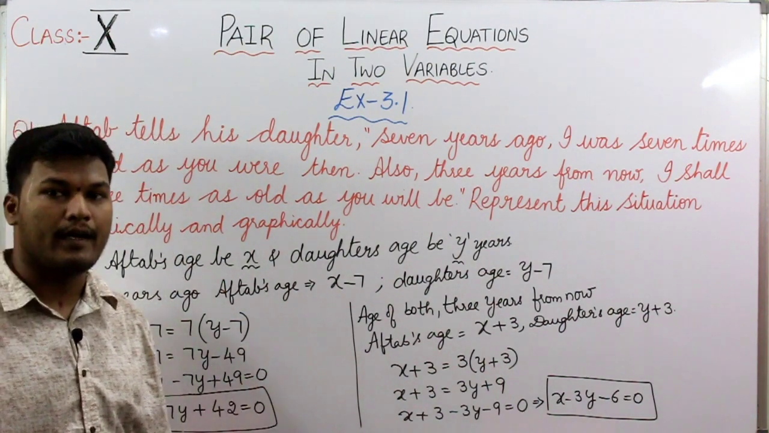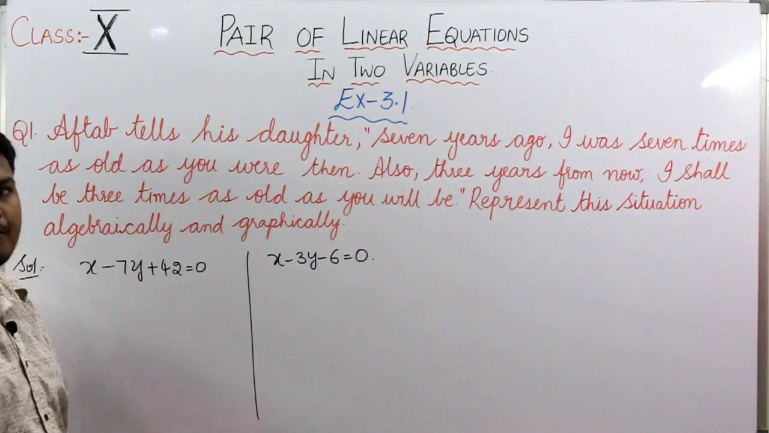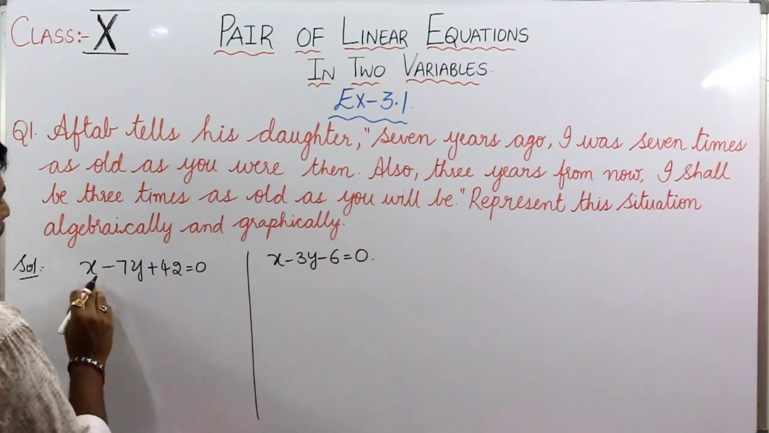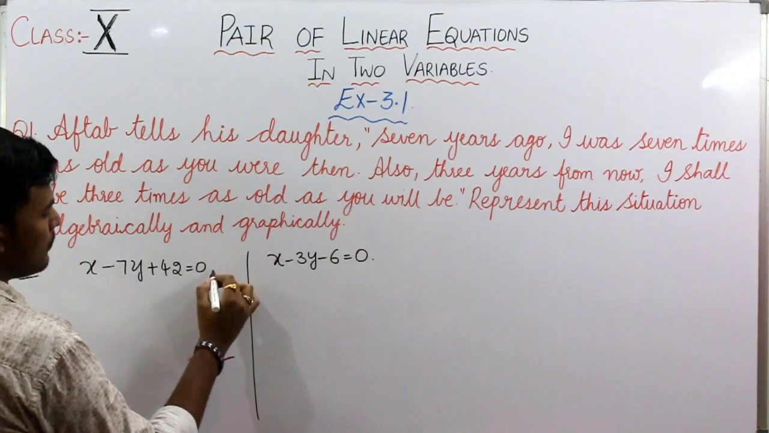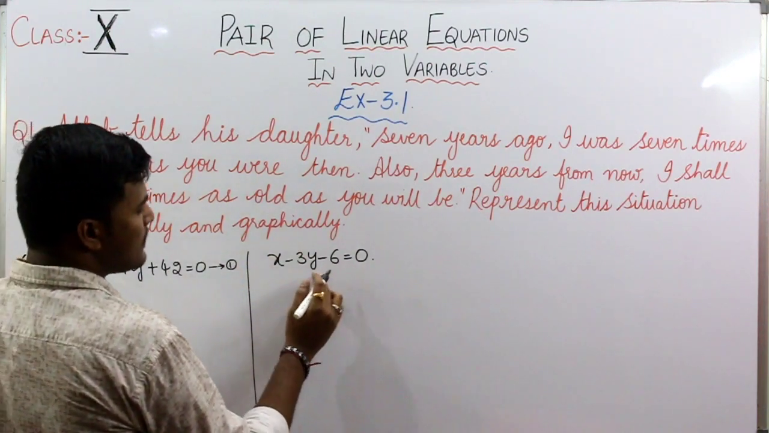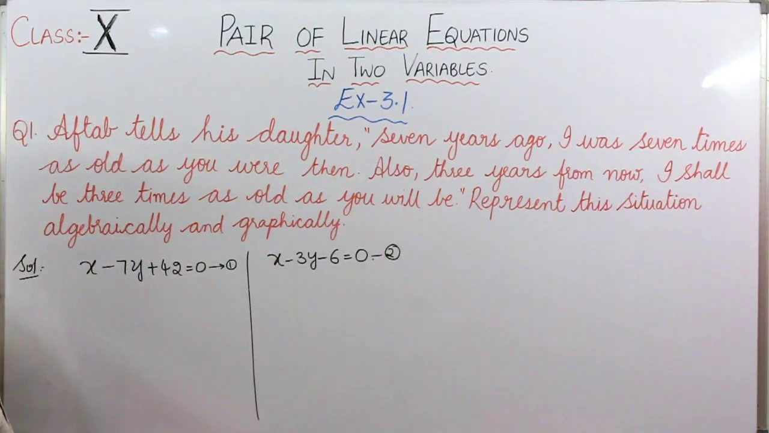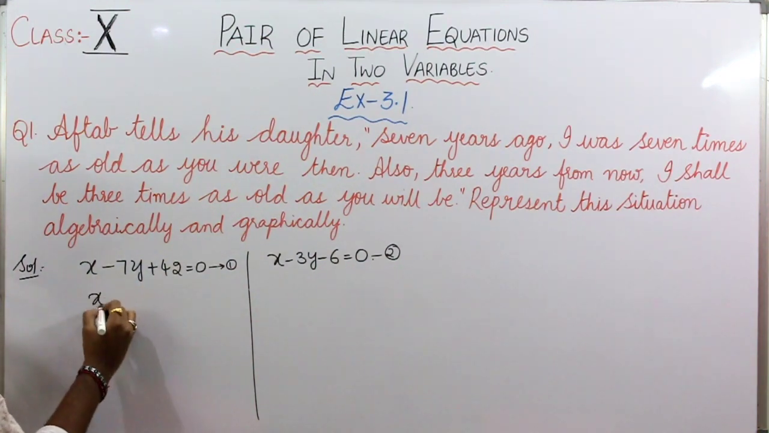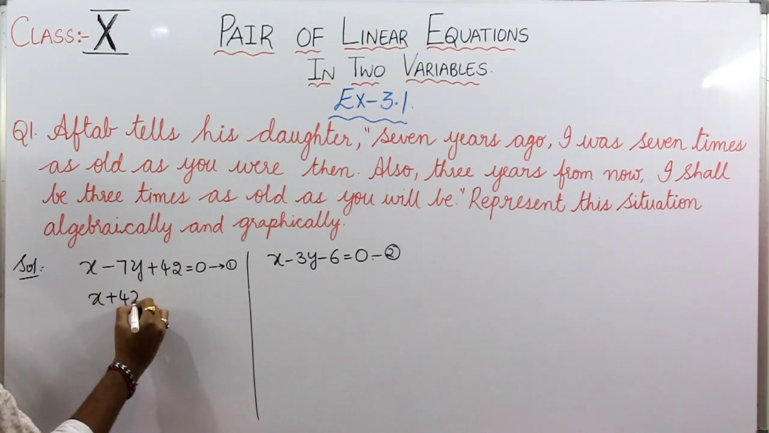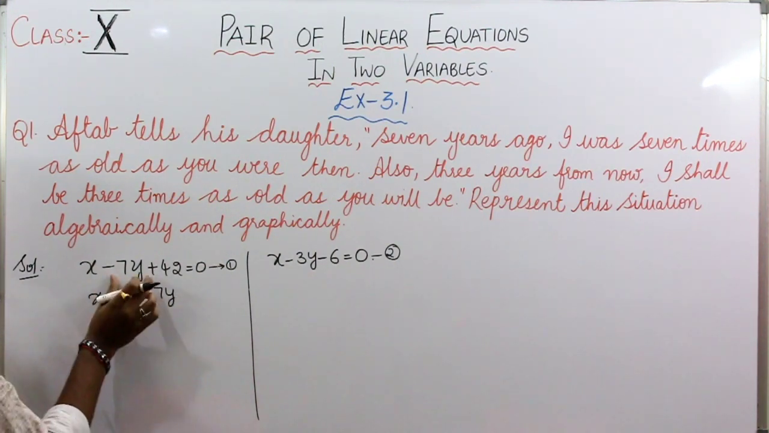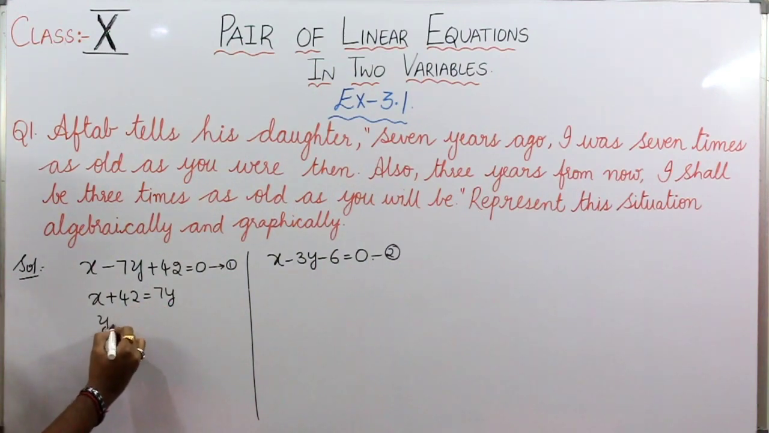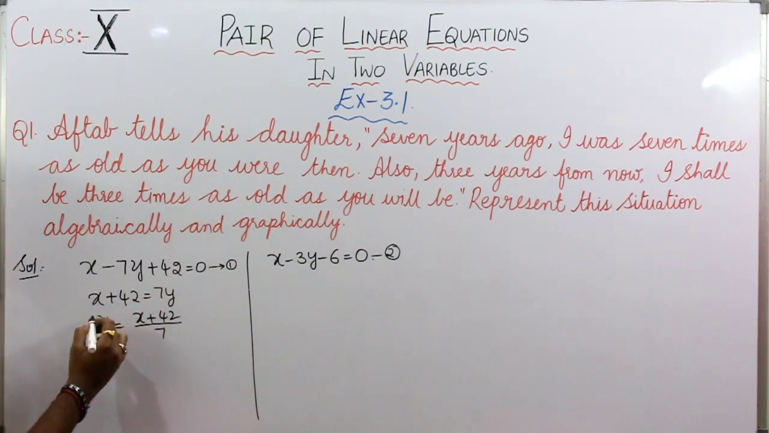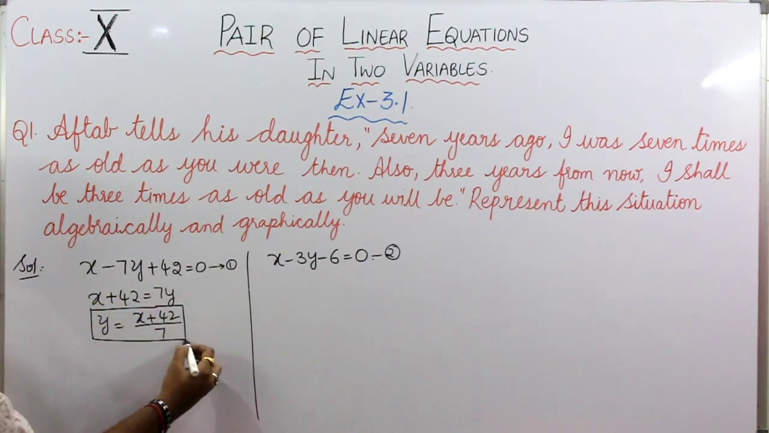Now let us try to find these solutions graphically. We have two linear equations: x minus 7y plus 42 is equal to 0, this is equation number 1, and x minus 3y minus 6 is equal to 0, this is equation number 2. Now to get the solutions for this, what do I need to do? x plus 42 is equal to 7y. I am shifting this y term to that side. From this, y is equal to x plus 42 by 7. This is the required y value, right?